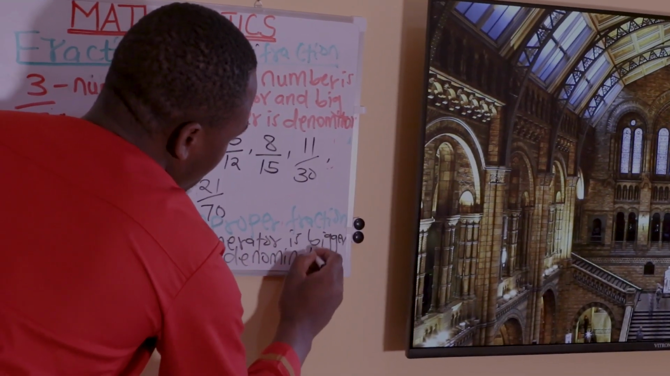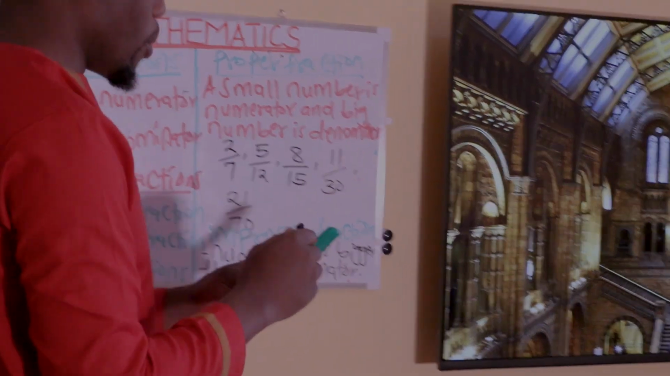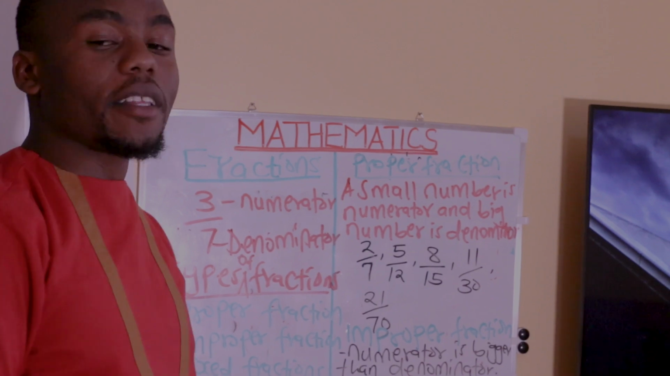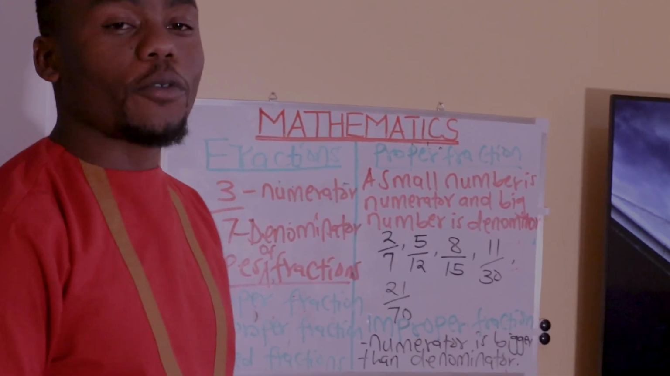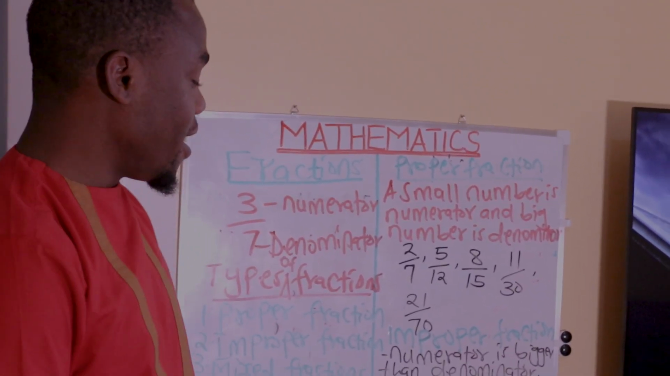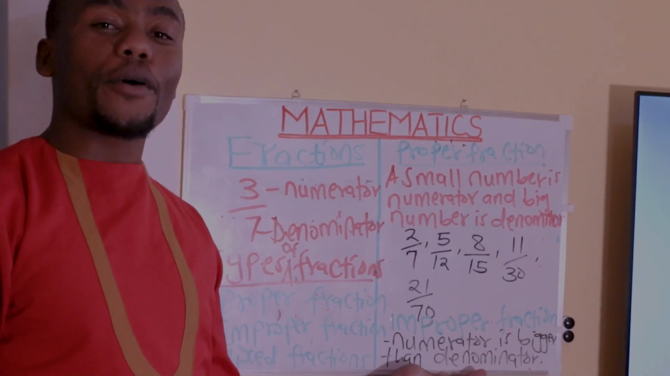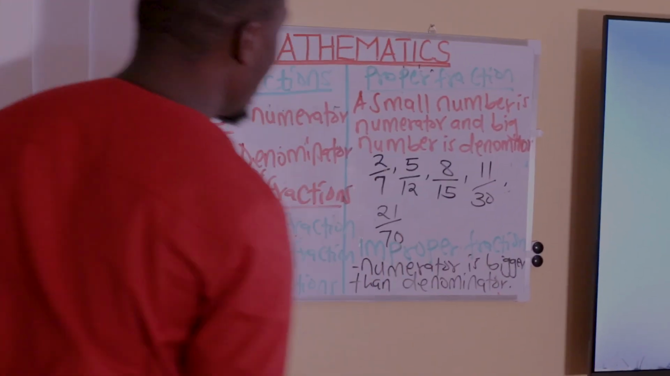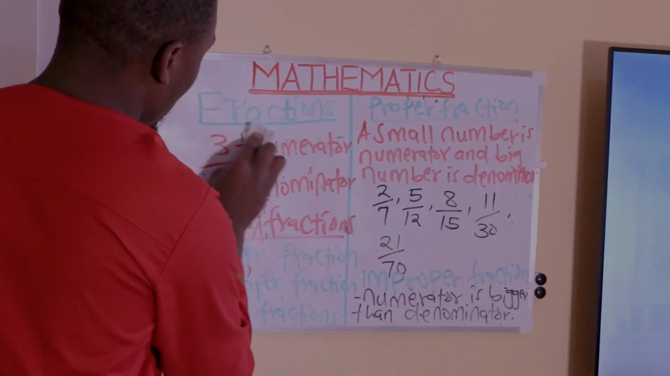When the numerator is bigger than the denominator, that one is an improper fraction, because it's something that is impossible. It's not possible for a small child to carry an adult. That's why we're calling it an improper fraction. From that point, we're going to look at examples of improper fractions.